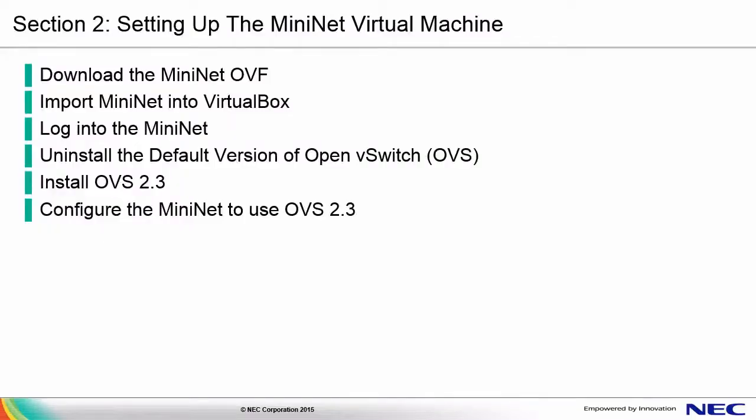To wrap up section 2, we just finished setting up the Mininet virtual machine. Recall, we downloaded the Mininet OVF from GitHub. Next, we imported that Mininet OVF into VirtualBox and set up the virtual network interface. Third, we logged into the Mininet VM. Next, we uninstalled the default version of OVS running in Mininet, and we installed from source OVS 2.3 to properly integrate with our external SDN controller, namely the virtual programmable flow controller for this scenario. And then lastly, we configured Mininet to use that OVS 2.3 version by default. Next though, we'll show you how to set up the virtual PFC.